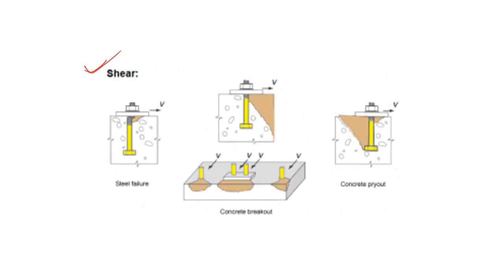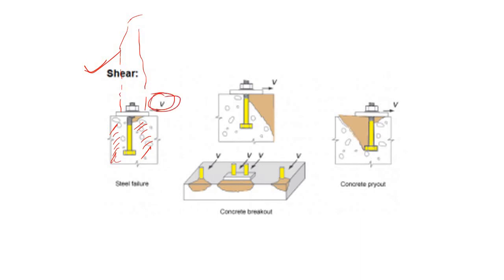Let's say you have used this anchor bolt. This is your foundation concrete, this is the anchor bolt, and above this there is the superstructure. Once you have applied the shear force like this, what will happen?